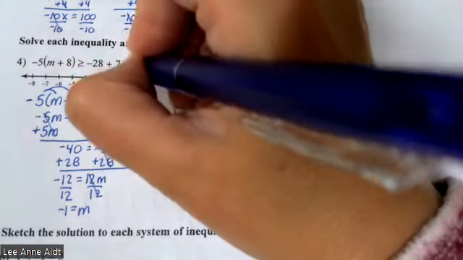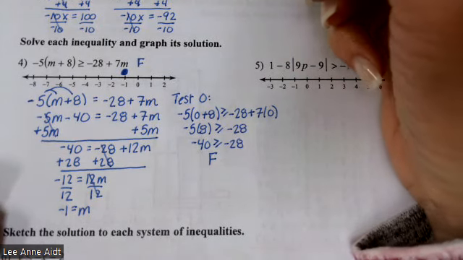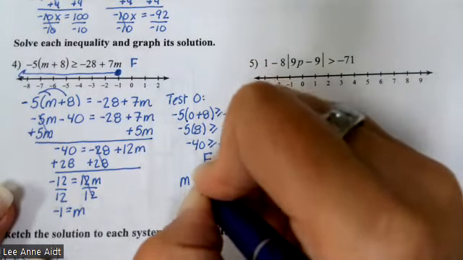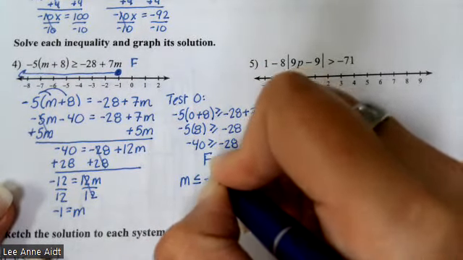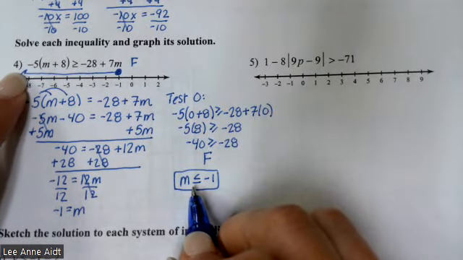Well, so does the arrow go towards 0 or away from 0? Away, beautiful. Final answer, m is less than or equal to negative 1. My arrow is pointing to the left because m is less than.